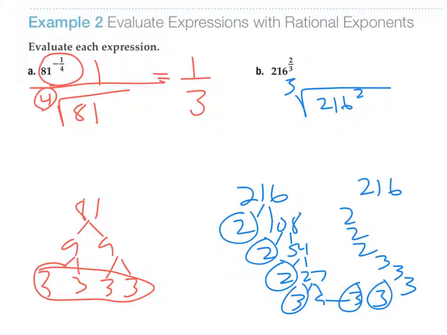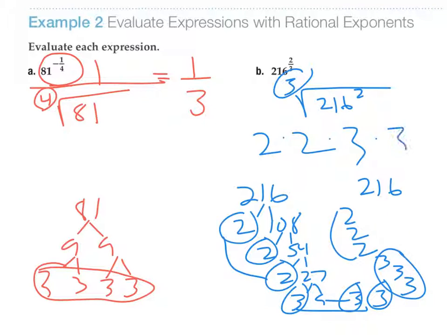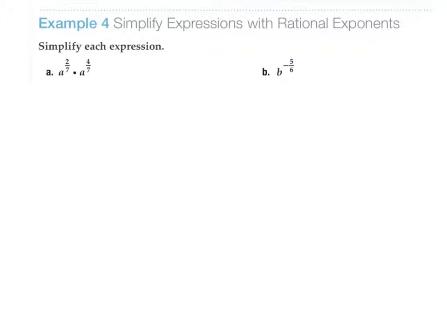Now, to come out of the radical, remember, we're looking for groups of 3, the root. So these 3 2's come out, these 3 2's come out, these 3 3's come out, and these 3 3's also come out. By doing that, if I multiply, I end up with 4 times 9, which is 36. So the answer is 36.